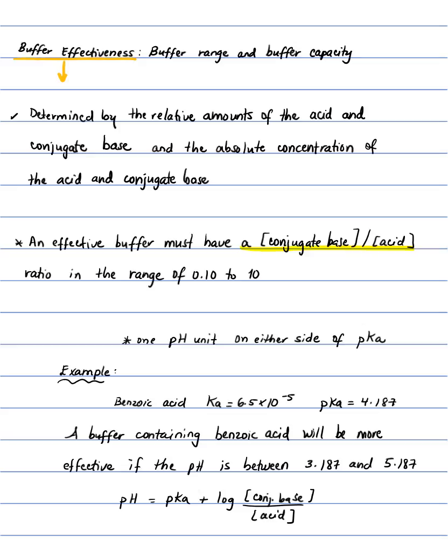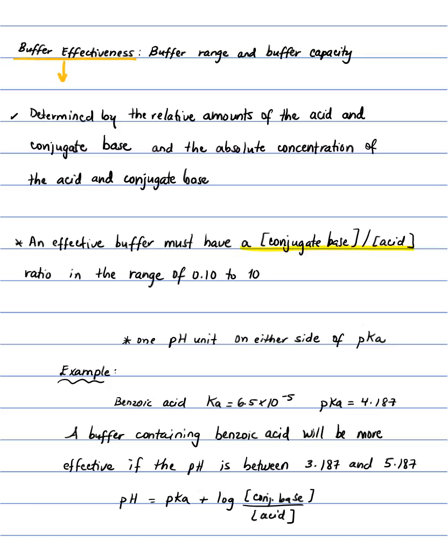We know that buffers work by keeping the pH of a solution relatively constant, or by having minimum changes in pH when an acid or a base is added to the buffer solution. Now, how effective a buffer is going to be depends on the buffer range and the buffer capacity.